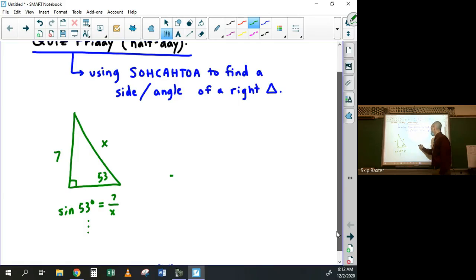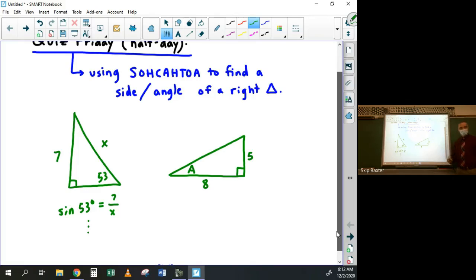Or they might give you a problem where they give you two sides and you're trying to find an angle. For example, if the sides were 8 and 5, and you're trying to find the measure of angle A, it's the same idea. You'd set up the equation, in this case tangent of angle A equals 5 over 8, and then you just take the inverse tangent, right? The angle whose tangent is. So in this case, you do the inverse trig function. In the previous case, you don't do the inverse trig function. So you've got to know when to use what on your calculator. Okay? Any questions on that?